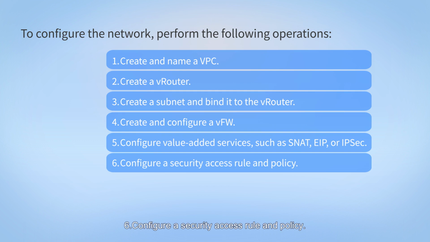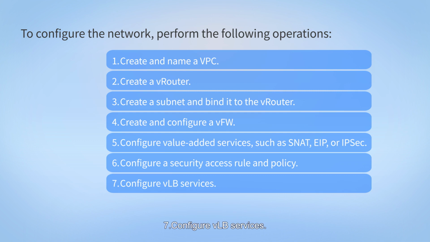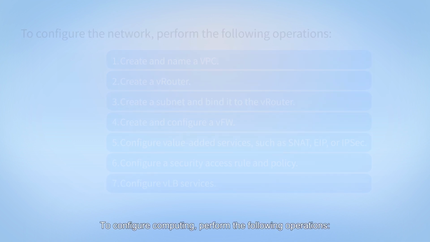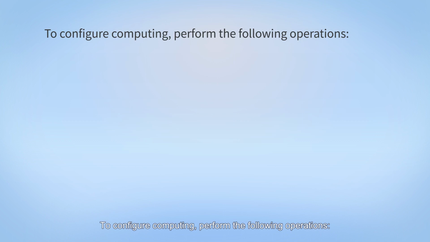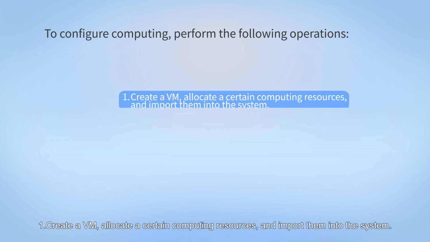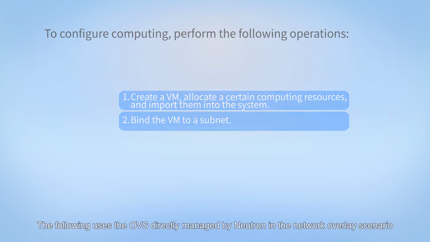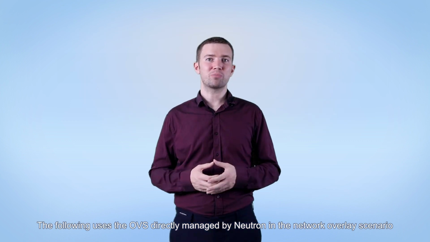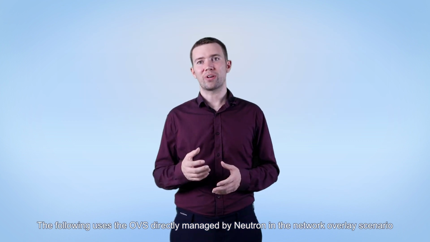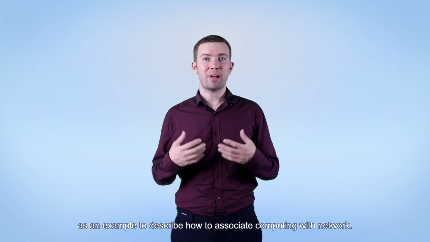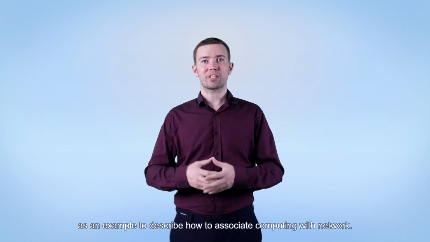6. Configure a security access rule and policy. 7. Configure VLB services. To configure computing, perform the following operations. 1. Create a VM, allocate a certain computing resources, and import them into the system. 2. Bind the VM to a subnet. The following uses the OVS directly managed by Neutron in the network overlay scenario as an example to describe how to associate computing with network.